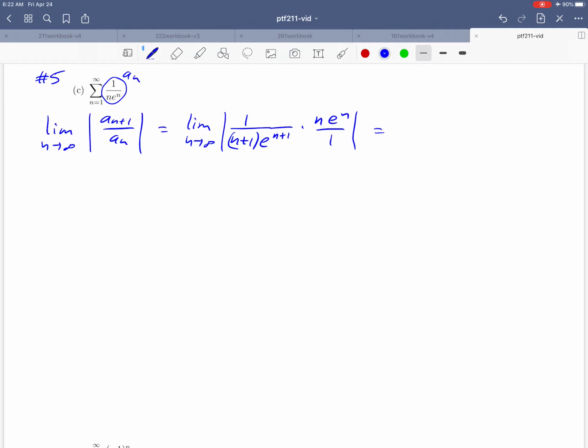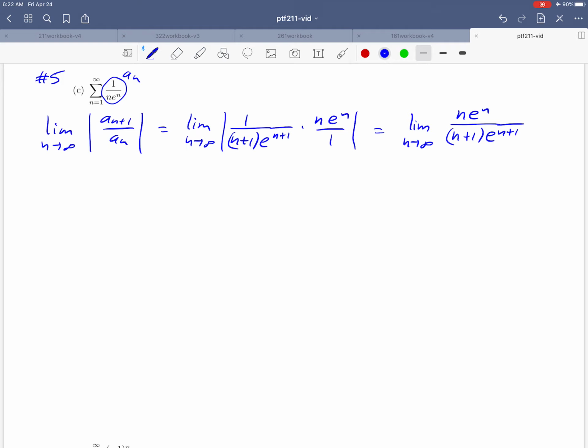You might notice here that everything we're taking the limit of is positive, so we don't really need to write these absolute values. We can drop those. Let's go ahead and multiply the fractions together. If we multiply the numerators, we're just going to get n e to the n in the top, and in the bottom, (n plus 1) e to the n plus 1.